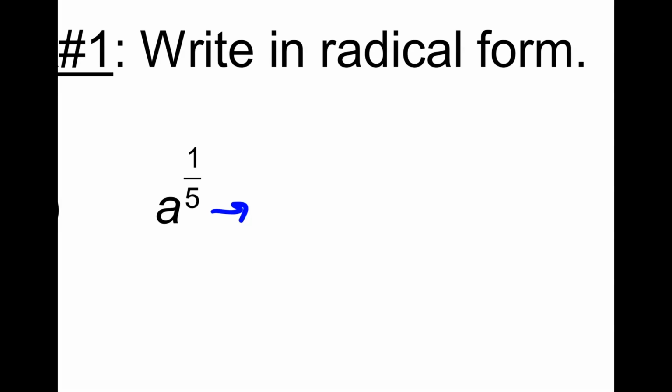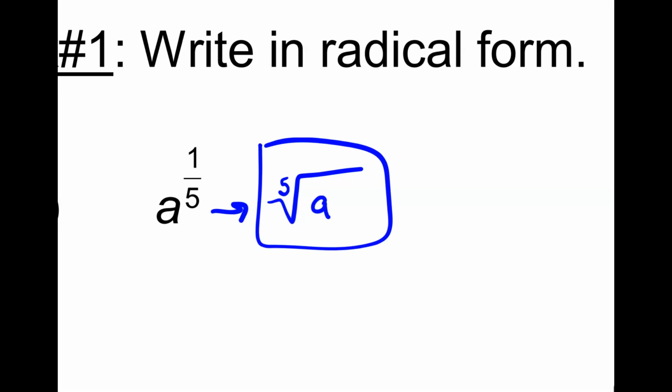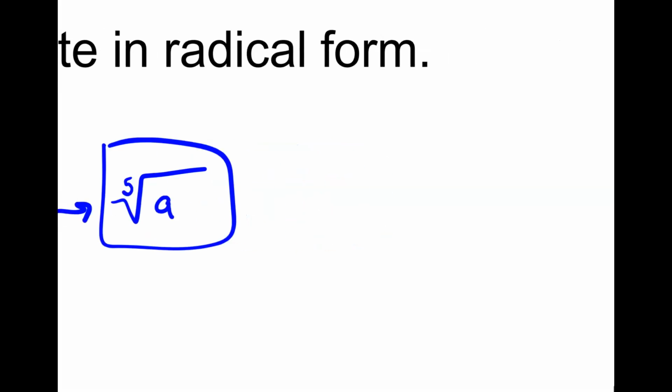So, what do I do? I have a radical, a is under, and what number goes here? 5. Perfect, 5th root. That's it. Look at you go, successful. Ready? Let's do B.